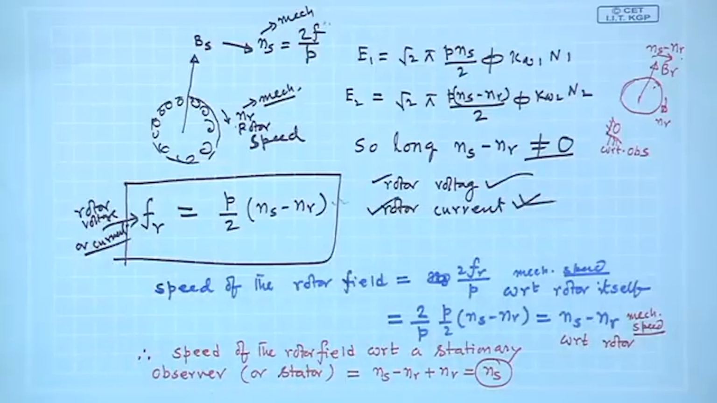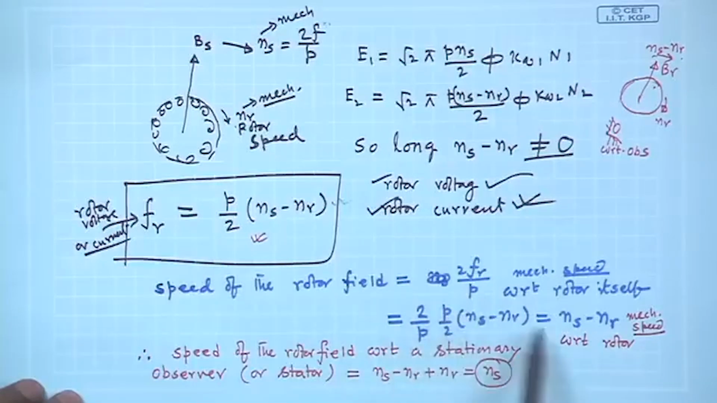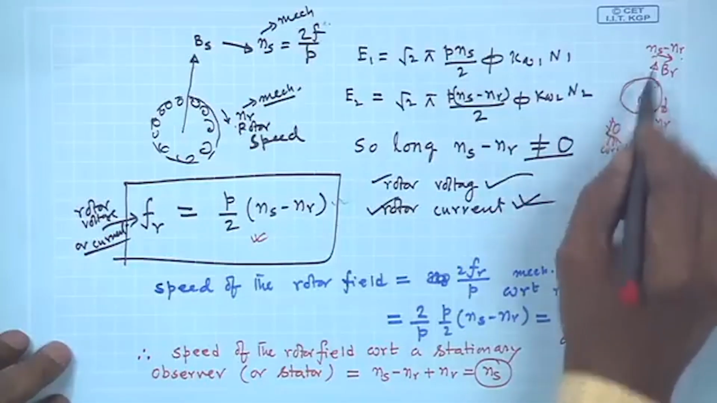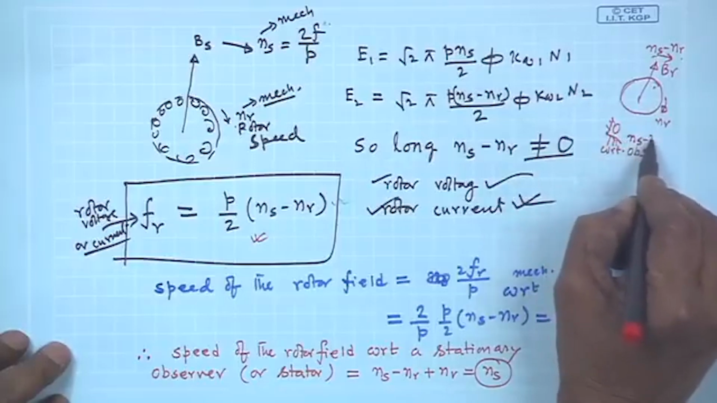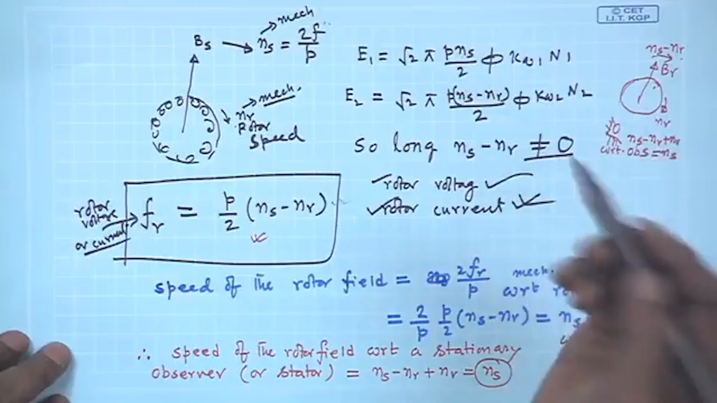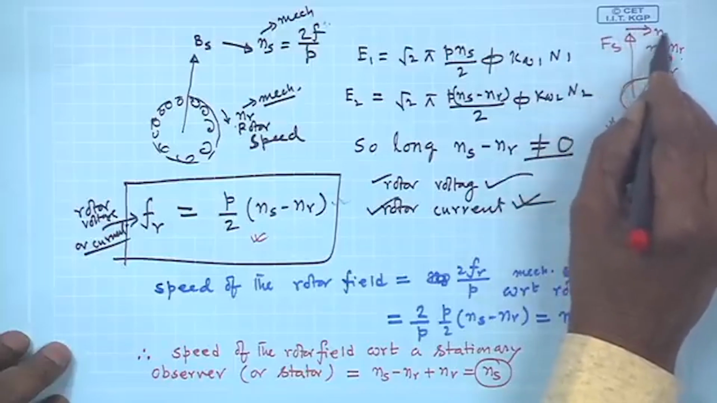and then you put the value of Fr, which I have already calculated, and it comes out to be Ns minus Nr, the mechanical relative speed. So, the speed of the rotor field with respect to a stationary observer will then be, since the rotor is also moving, Ns minus Nr plus Nr, which is equal to Ns. And the stator field in any case is moving with Ns.